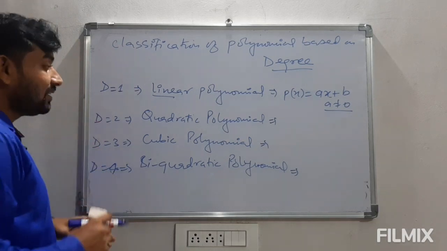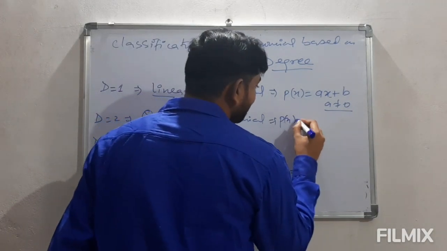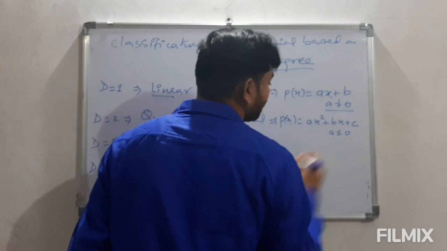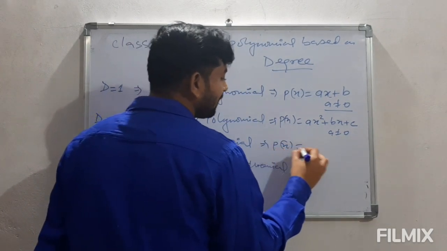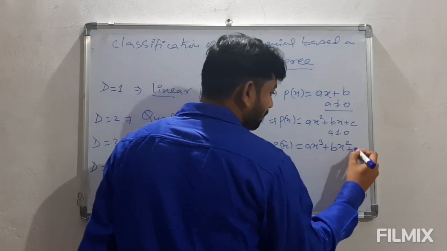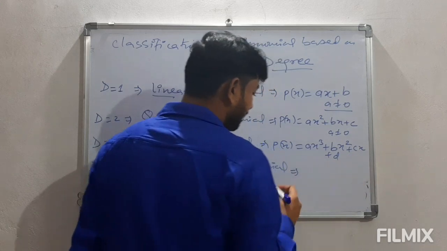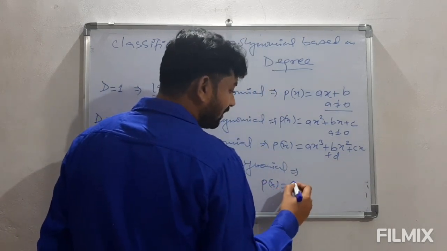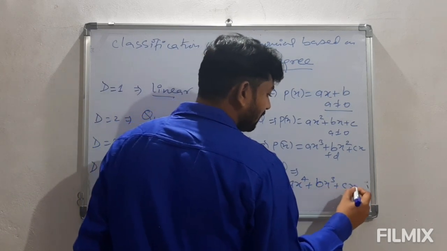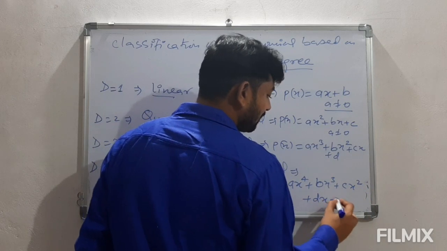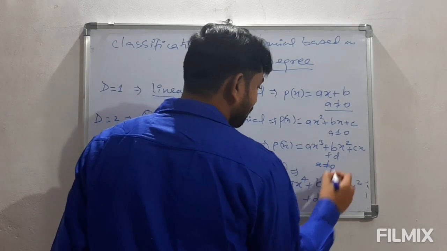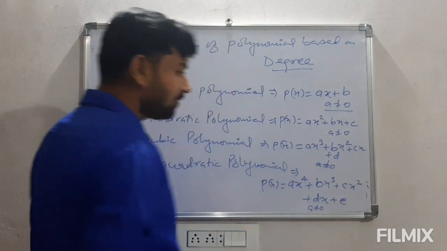बोलते हैं. If the degree is 2 then the general form will look like ax square plus bx plus c where a is not equals to 0. If it is cubic, the highest power of variable will be 3, then decreasing powers, so a, b, c and d. And if it is biquadratic, then highest power will be 4, so ax power 4, bx power 3, cx square plus dx plus e. So this is the general form. Again here a is not equal to 0, a is not equal to 0.